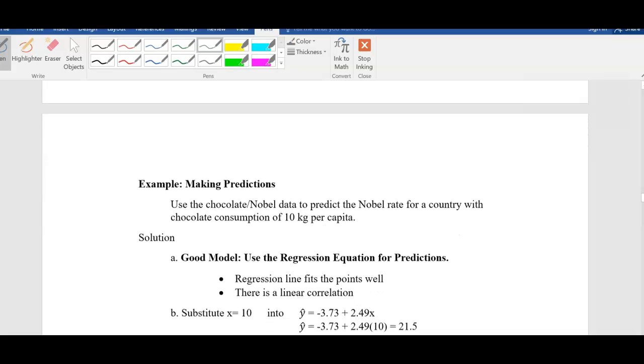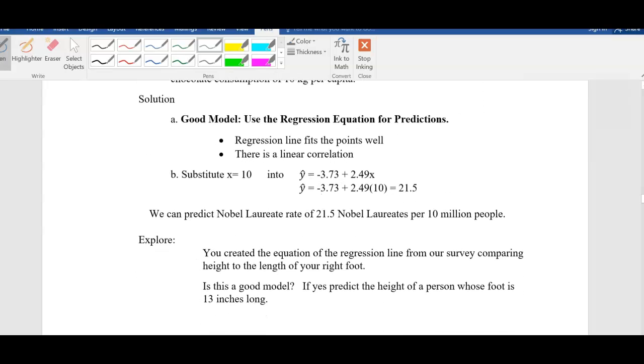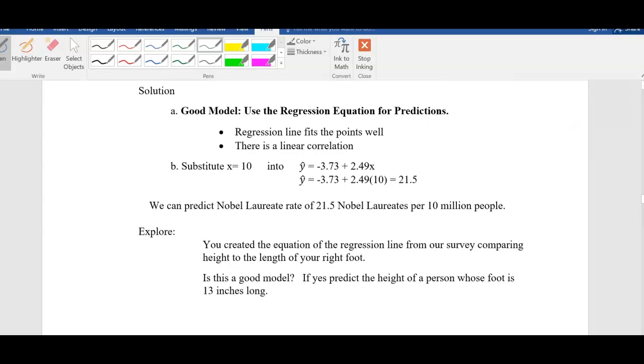All right, chocolate versus Nobel Prizes. So we decided it is a good model. Kind of a little loose fit there because we don't think it's really a random sample, but we're going to say it is. We're going to say the regression line fits the points well, and there is a linear correlation.